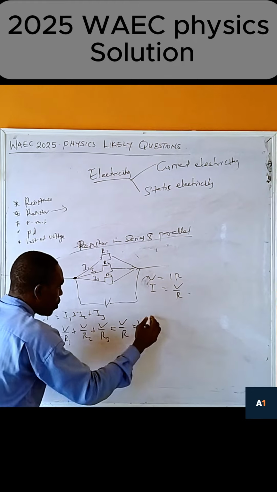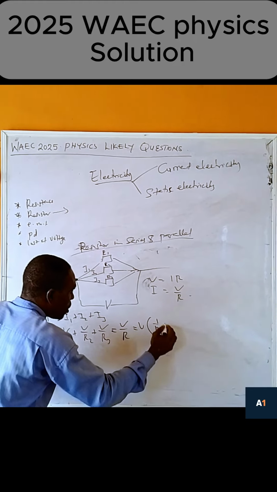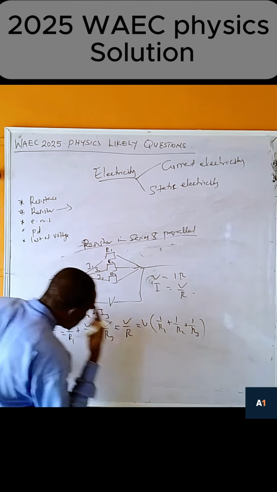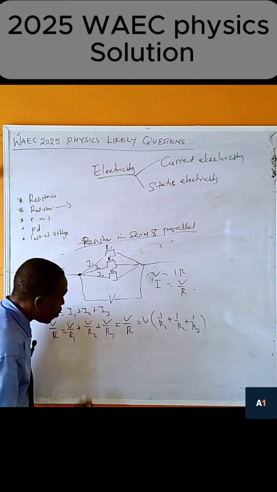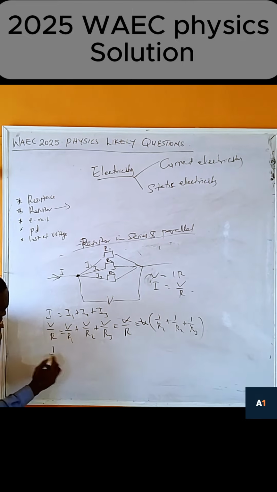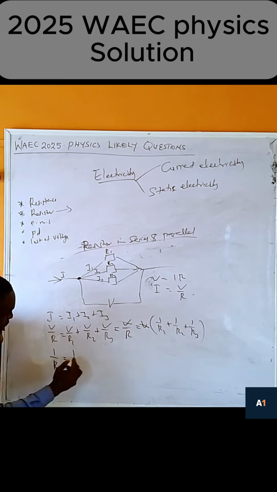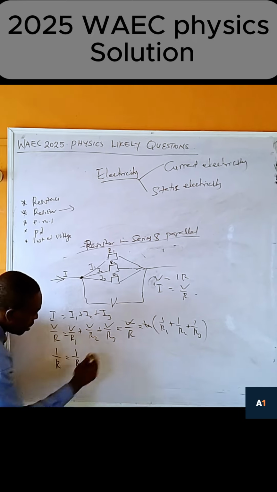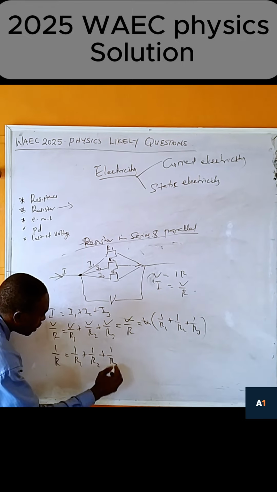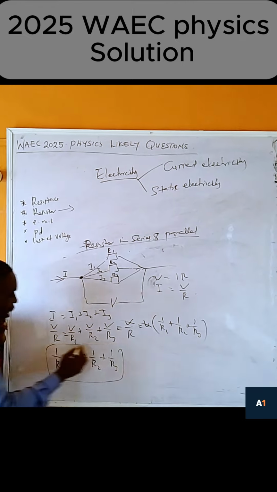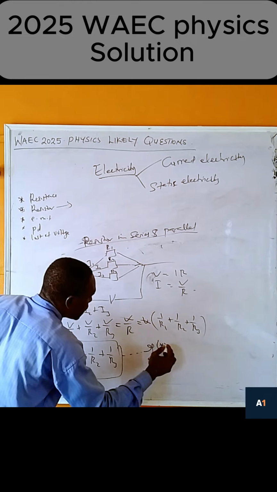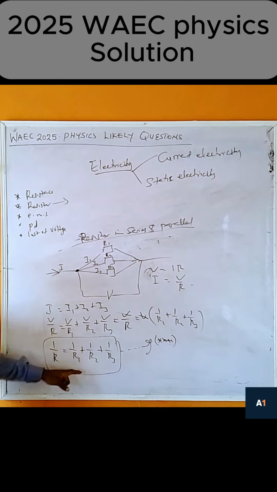So you can say V open bracket 1 over R1 plus 1 over R2 plus 1 over R3. Now in this case, this V will cancel this V. So we now have 1 over R equal to 1 over R1 plus 1 over R2 plus 1 over R3. So this is the formula, let's call this one equation star, star, star, star.